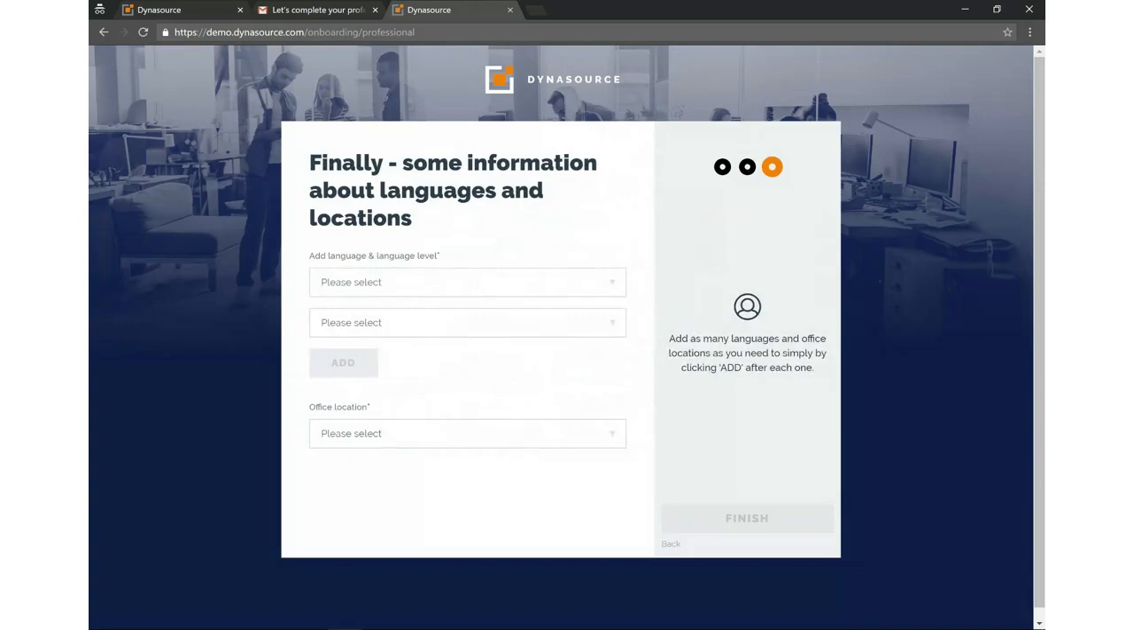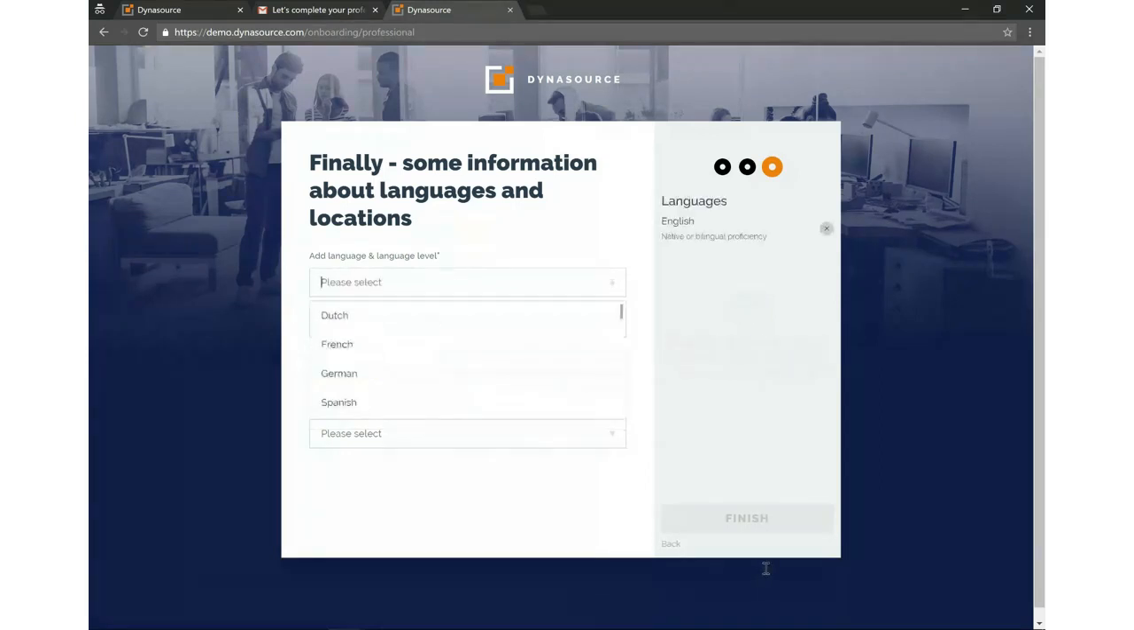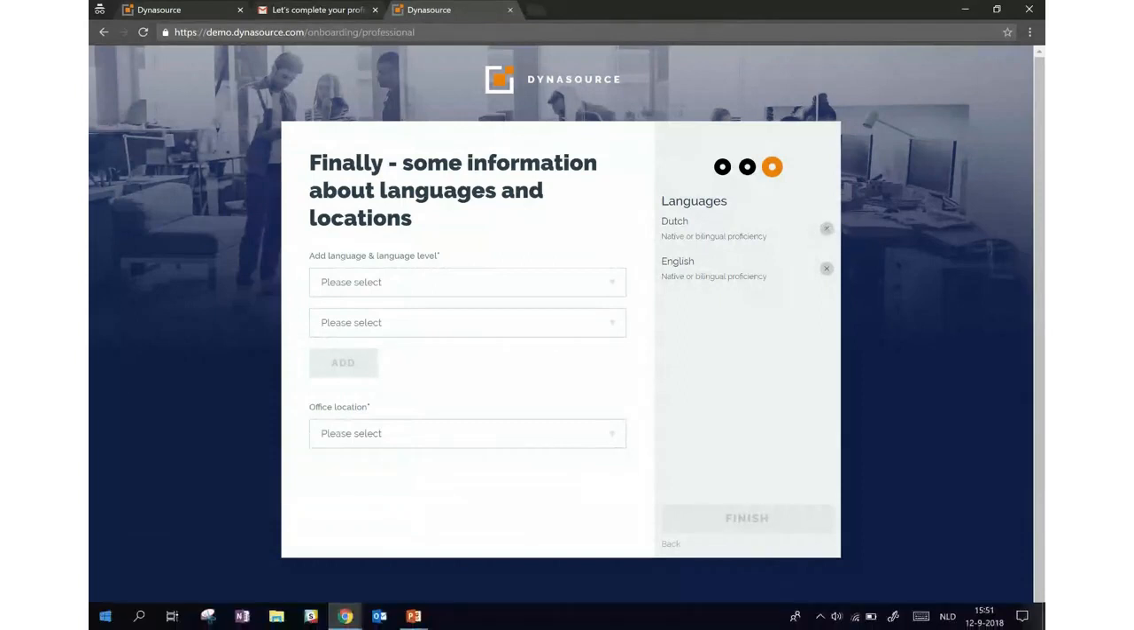And in the final step, we ask him some information about the languages that he speaks and the location that he's currently working from. So first of all, the languages, which is just normal languages. So he would say that he speaks English on a native proficiency. And as he is in Amsterdam, he also speaks Dutch. So he adds that to his profile. And again, if he makes a mistake, he can delete it again.